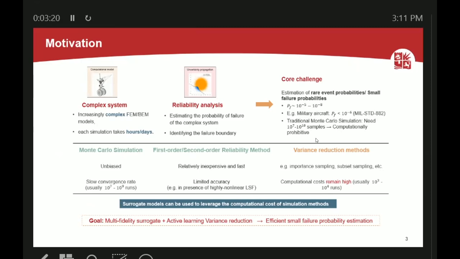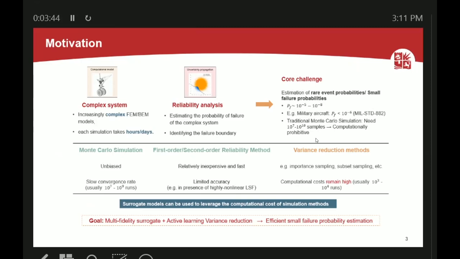To improve upon the Monte Carlo simulations, in the 70s, people started to use first and second order reliability analysis. This basically transfers the entire problem into an optimization strategy. So these are relatively quick to compute. But if we have a highly nonlinear problem, it's not going to give us accurate estimations.